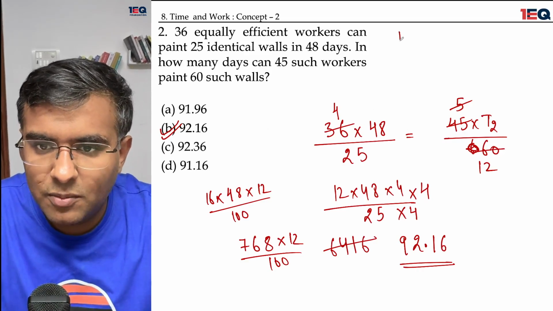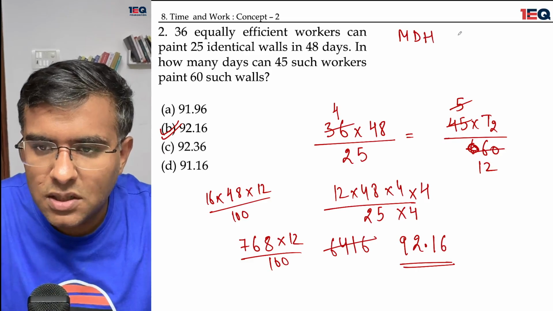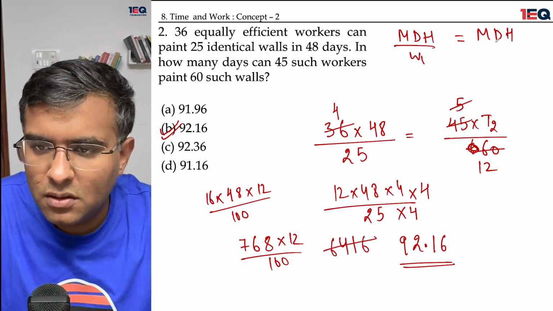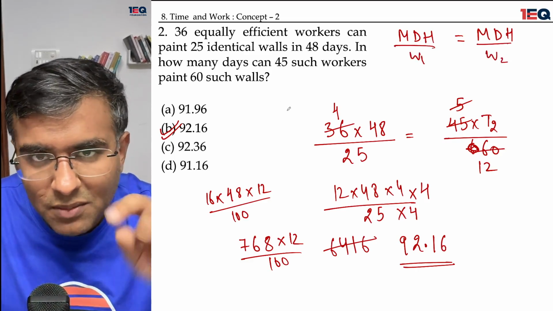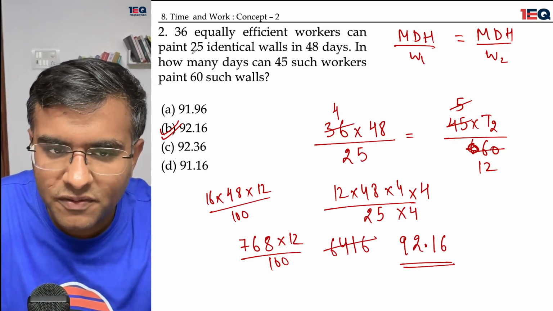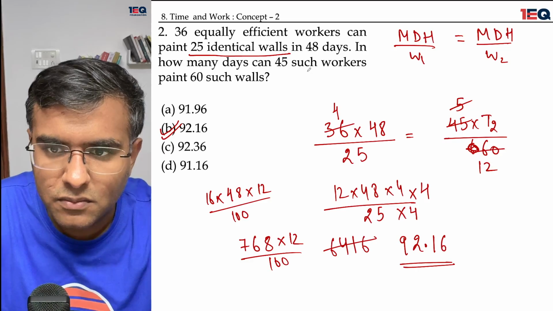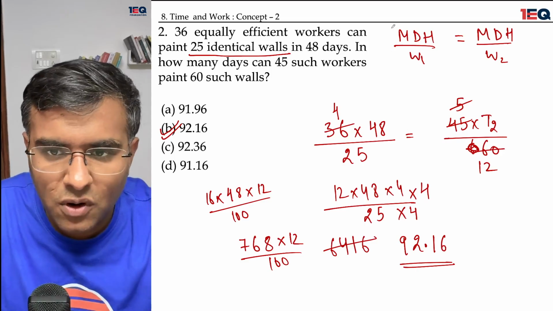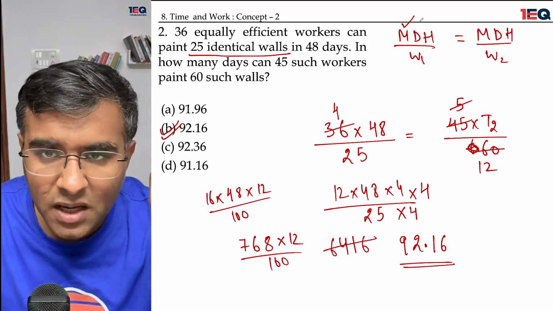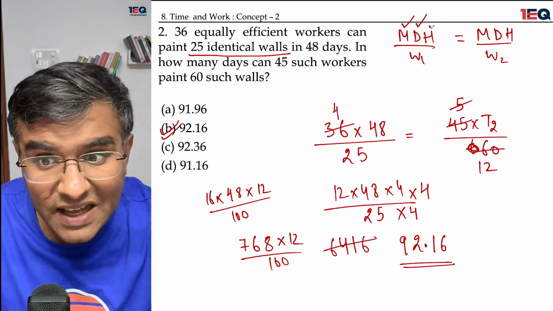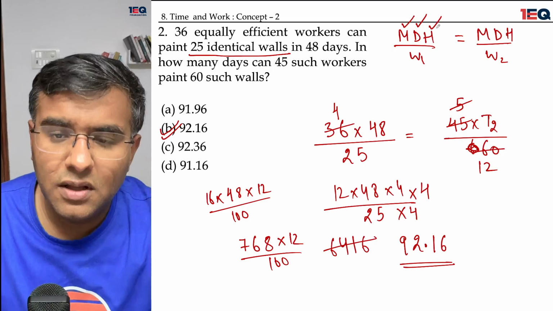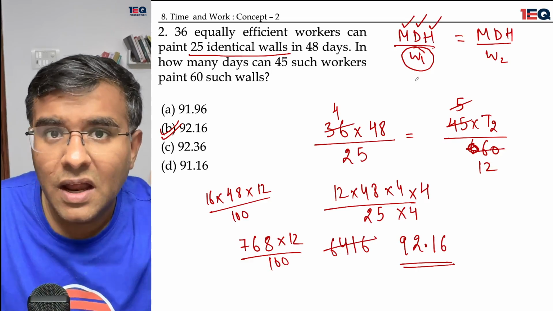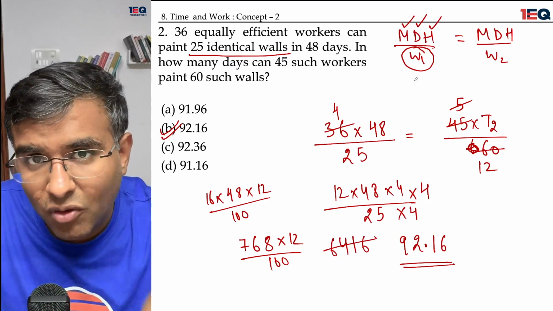I've applied the same formula. I've applied MDH divided by work 1 is equal to MDH divided by work 2. In my formula, there was no relevance of these 25 identical walls because it was neither fitting men, neither fitting days, neither fitting hours. The only place it was fitting was the work. And how come the work of the walls is comparable?